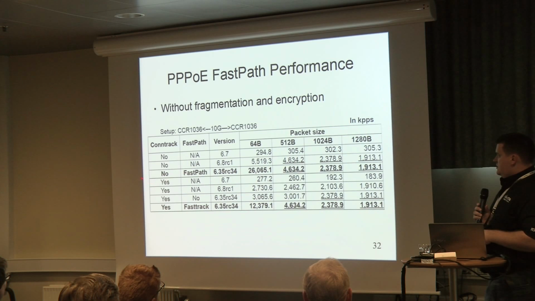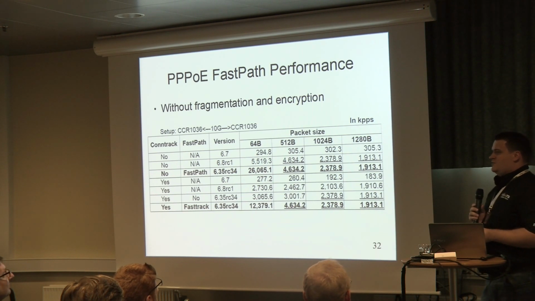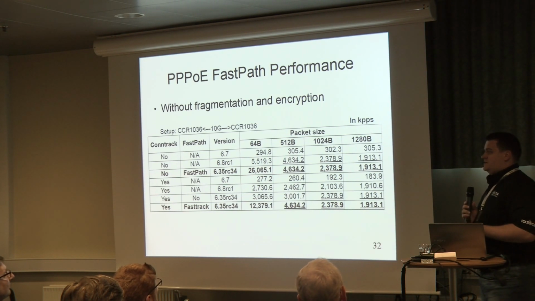The same thing goes here if we have connection tracking on. As you see, the numbers increase. In this case we can use only fast track, because connection tracking is on. So the numbers are quite impressive. Can somebody tell me why there's no 1500 or 1518 here? Exactly. It doesn't make sense to put it here, because it will be fragmented, and if it's fragmented, FastPath and fast track don't work. So no benefits for you there.